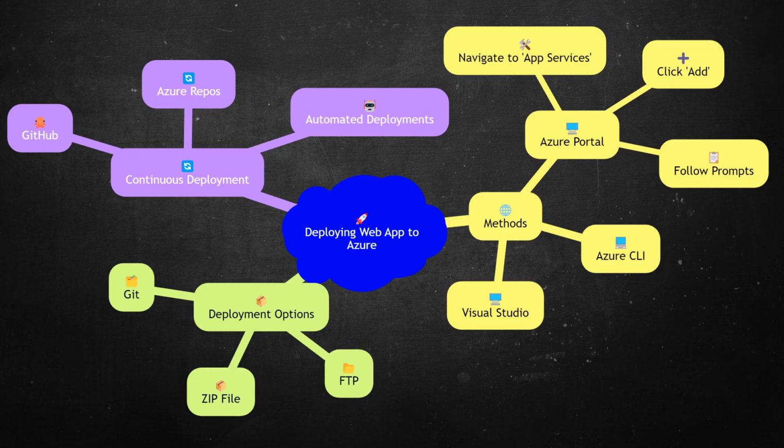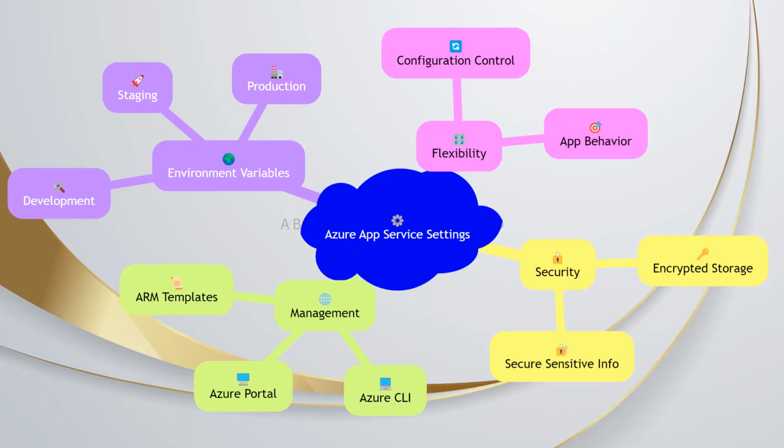Application settings in Azure App Service allow you to manage configuration settings and connection strings for your web app. These settings can be managed through the Azure portal, Azure CLI, or ARM templates. Application settings are encrypted and stored securely, ensuring the security of sensitive information. You can also use environment variables to manage different configurations for development, staging, and production environments, providing flexibility and control over your app's behavior.